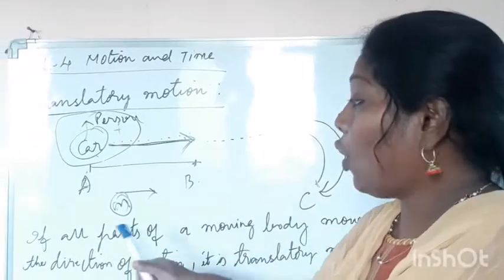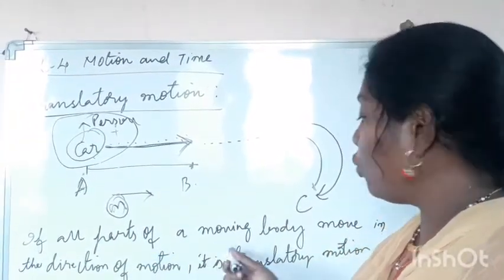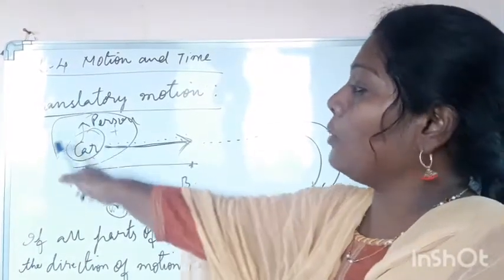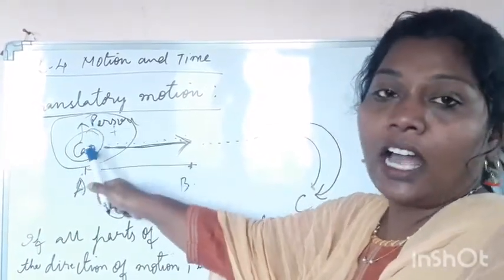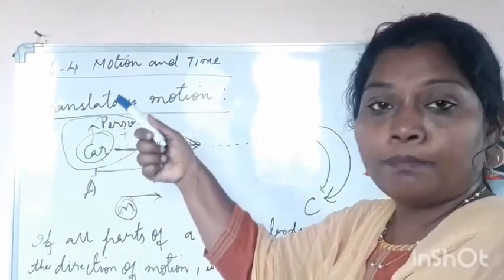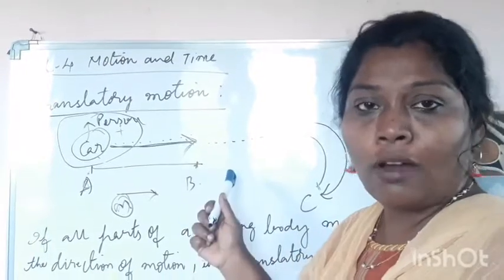Okay, if all parts of a moving body, here the car is moving. The car is moving, meaning the car seats, the steering, and the people inside it are all moving.